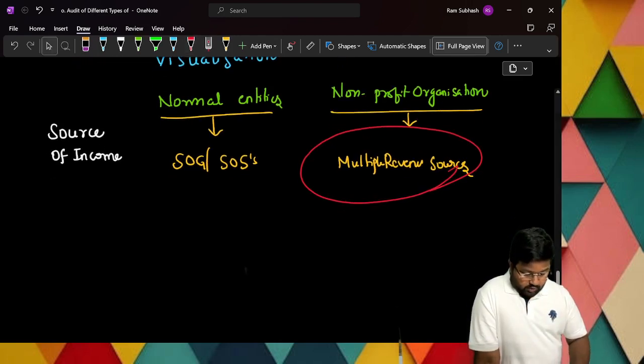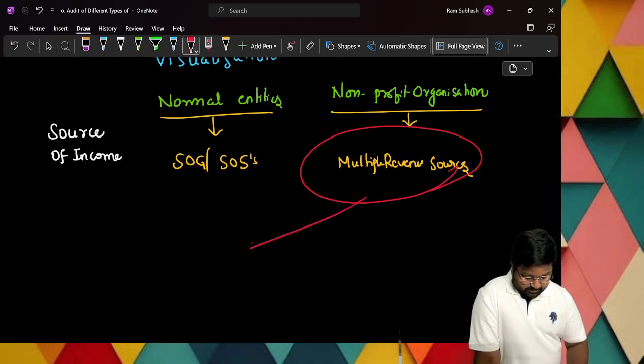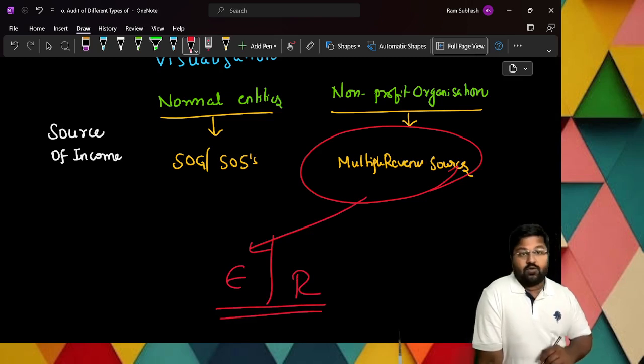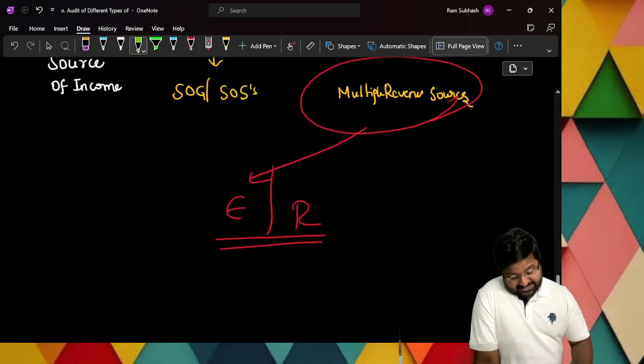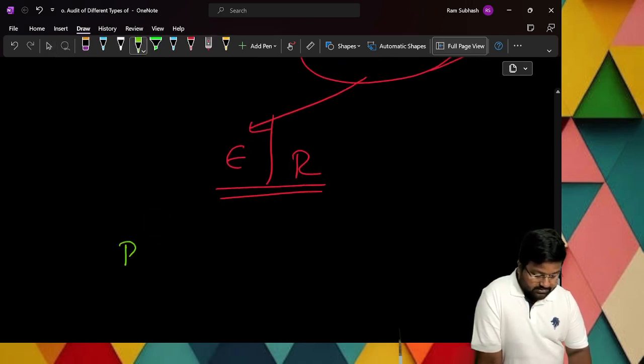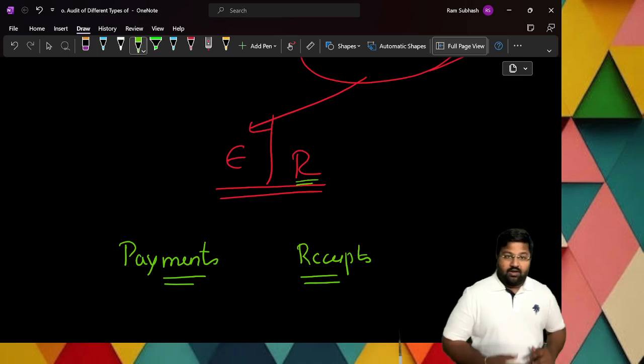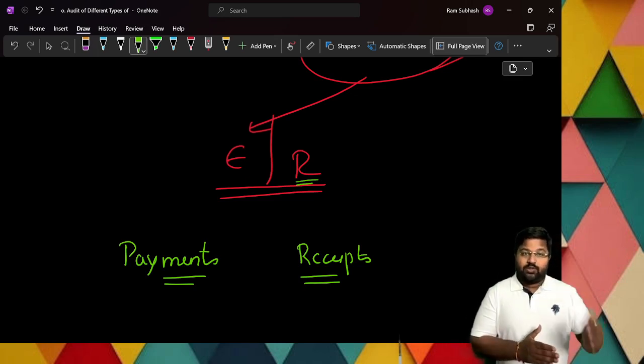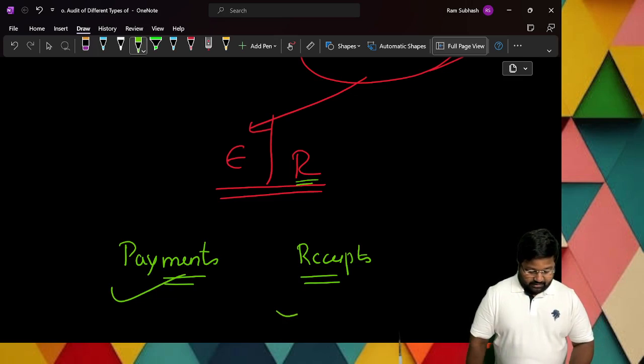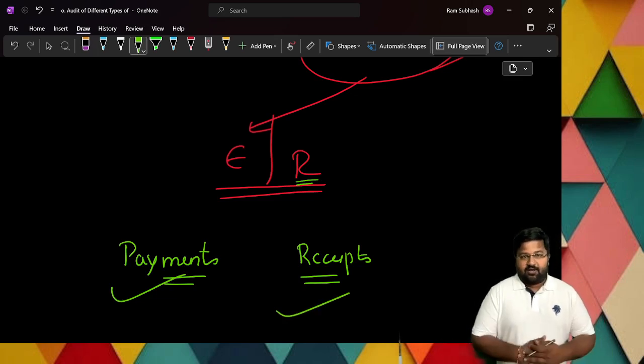Now, what is good thorough knowledge? We should have thorough knowledge of expenditure and revenue. Both I should know thoroughly. Sir, what is the expenditure point? Nothing but payments. What are the payments being made? And revenue means what are the receipts being earned? You should have thorough knowledge of these two areas. If you have thorough knowledge and you do the audit of payments and receipts, then the audit is done.